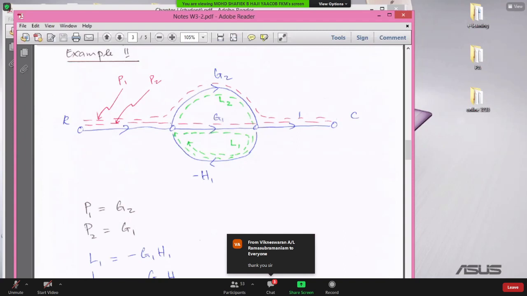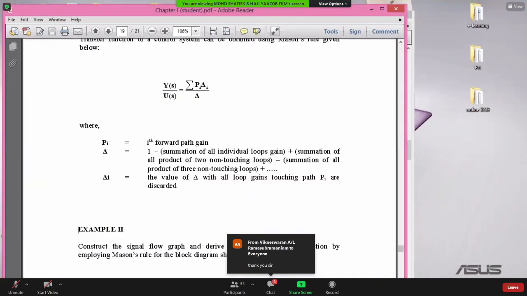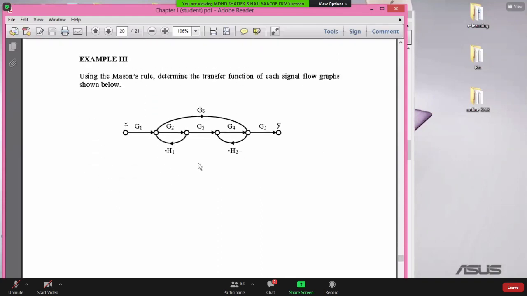All right, so let us go to the next example. Okay, this example is friendly. It already gives us the signal flow graph. You don't need to draw the signal flow graph. It's already given. How nice is that? All you have to do is use Mason's rule to determine the transfer function.